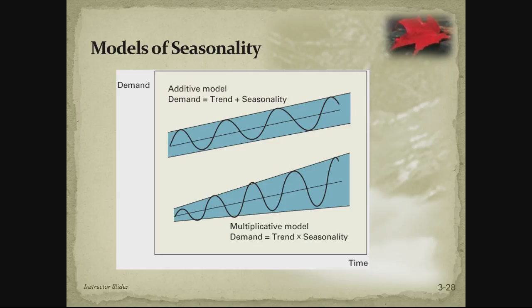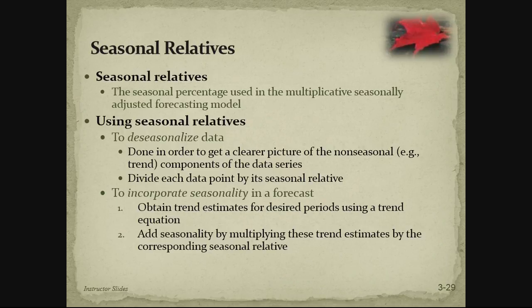Okay. Seasonal relatives. To capture seasonality, we need to calculate seasonal relatives for the multiplicative model. Because you need to tell me, is it 1.5 in my example, or 2, or triple, 3, right? Seasonal relative is the seasonal percentage used in the multiplicative seasonal adjusted forecasting model. So to use the seasonal relatives, first we need to de-seasonalize the data. If we have the historical demand data, it means we need to divide each data point by its seasonal relative.